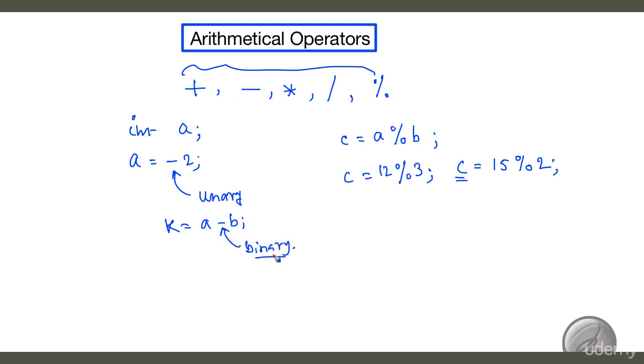Plus can also be used as unary, but that doesn't have any effect at all. That means we can write something like this: a is equal to plus 2. Writing plus 2 or writing only 2 remains the same thing, it doesn't differ. So unary plus doesn't have any effect at all. Now this asterisk operator is also used as unary operator when we use it as dereferencing operator in pointers. So we'll be discussing that in the pointer section, but as far as the arithmetical asterisk is concerned, it is binary operator and it is used for multiplication.